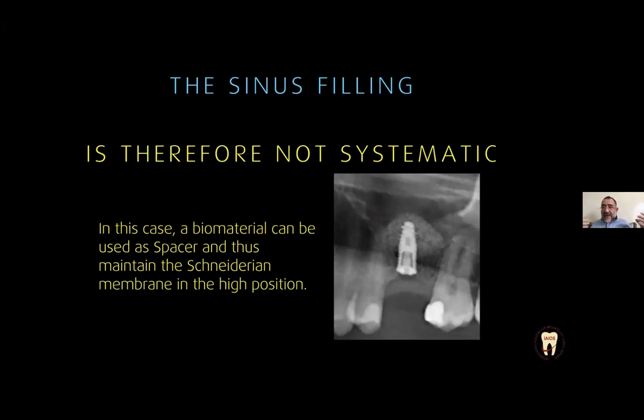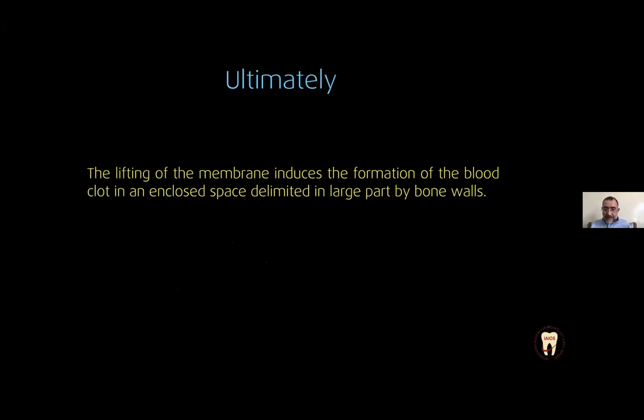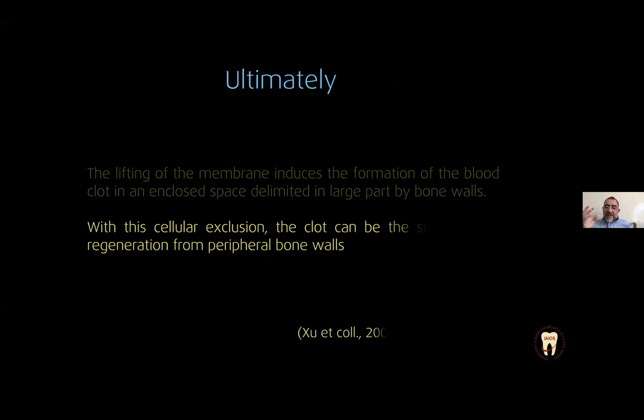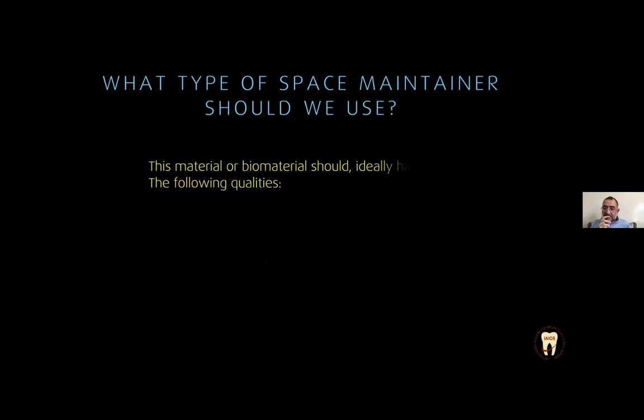And in this case, a biomaterial can be used as a spacer. It maintains the Schneiderian membrane in a high position. And the lifting of the membrane induces the formation of a blood clot in an enclosed space delimited in large part by bone walls. And with the cellular exclusion, the clot can be the seat of bone regeneration from the peripheral walls.